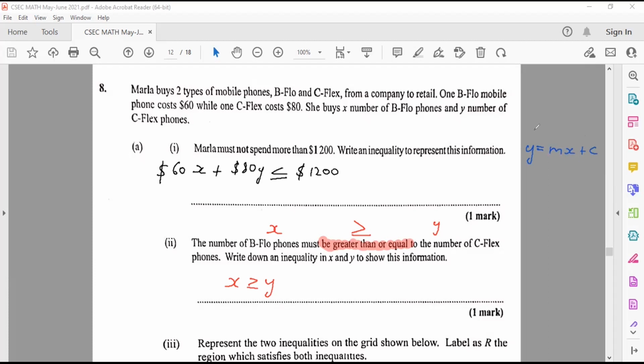This is the general form equation for all line equations. Y equal to mx plus c, where m is the gradient. M is our gradient. And c is the y-intercept.